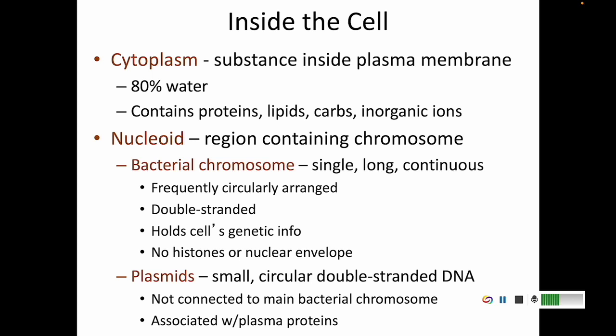We've already discussed that. But in addition to its main chromosome, there may also be plasmids. There may be one plasmid, lots of plasmids, or no plasmids. Plasmids are little pieces of DNA that are not part of that main chromosome, but they still have some important information on them to help the cell in special situations.